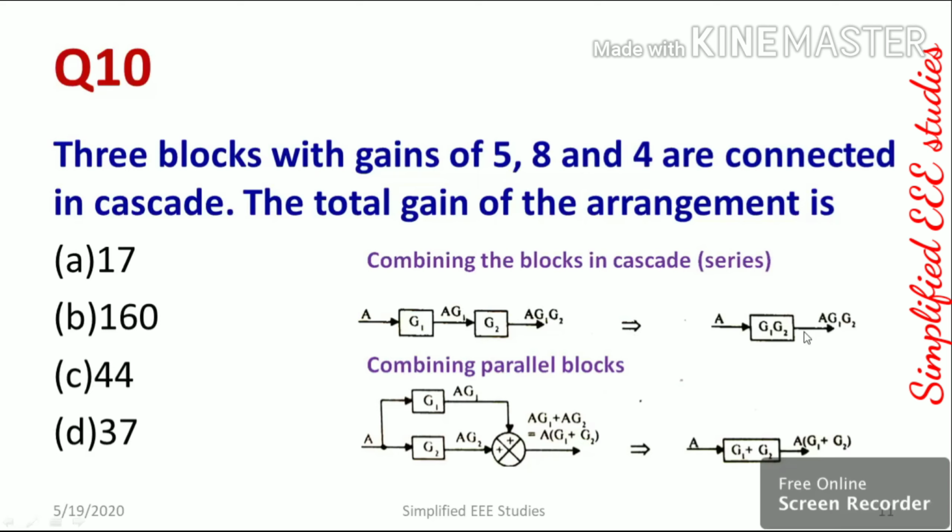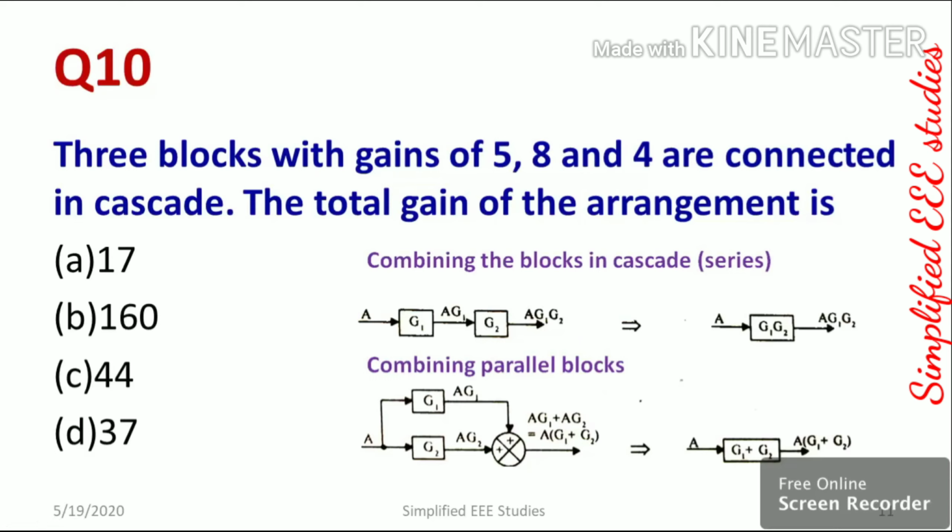The same thing I have done here. The output will not be changed. The output of the entire system is A G1 G2. Here also the output is A G1 G2. Now if you want to combine the blocks in parallel, what is the remedy? You can add these two gains, G1 plus G2. So the final answer will not be affected. The final answer of the first system is A into G1 plus G2, and the final answer of the second system is also A into G1 plus G2. It won't change. Why? Because this is one of the rules of the block diagram reduction technique. You have to study the block diagram reduction technique. The same thing I have explained in my videos.